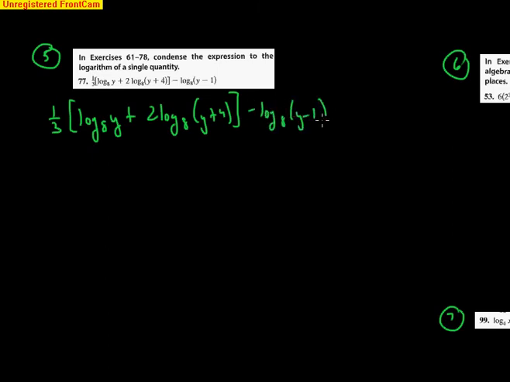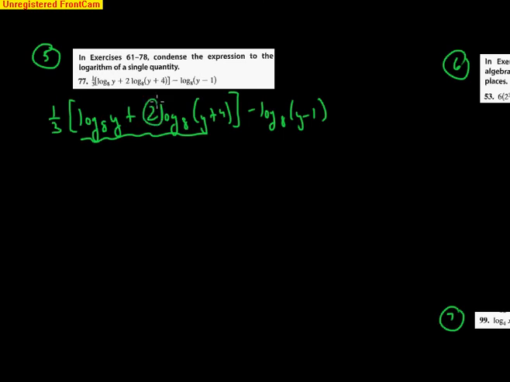5. Okay. Here is a condensing problem, and I'll rewrite the original problem. 1/3 log base 8 of y plus 2 log base 8 of y plus 4. That's all inside a bracket minus log base 8 of y minus 1. So what I will do is I will work inside first. Typically when I condense, I like to do the power rule first, and then I do quotient and product. But for this one, I'm going to work inside first.